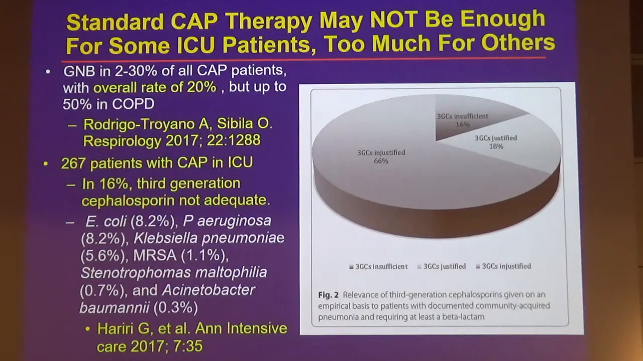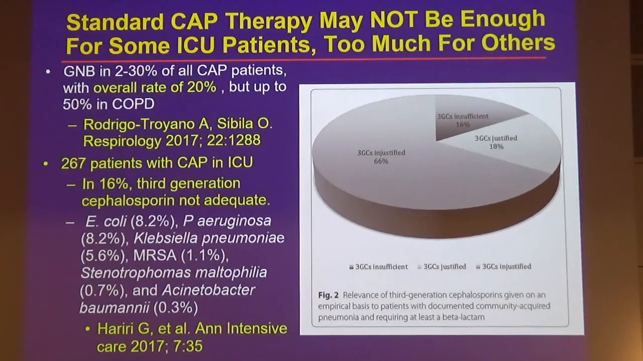This was a study looking at community-acquired pneumonia. 2 to 30% of all patients with community-acquired pneumonia are known to have gram-negative pathogens. In the review that's cited above, about 20% in all, when you take all the studies together, have gram-negative pneumonia. So what does that mean? Do I treat every CAP patient for gram-negative pneumonia?